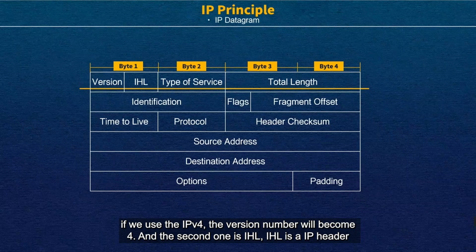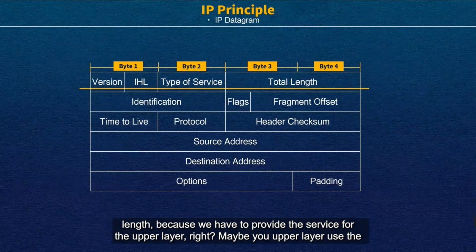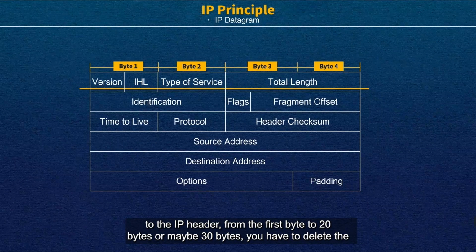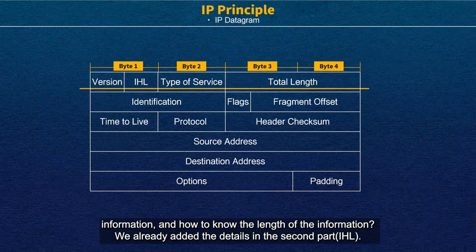And the second one is IHL. IHL is the IP header length, because we have to provide the service for the app layer, right? Maybe your app layer protocol is TCP, so we have to remove the IP header. You have to know which range, which length belongs to the IP header, from the first byte to maybe 20 bytes or maybe 30 bytes, so you can remove all that information. And who knows this information? We already added the length in the second field.